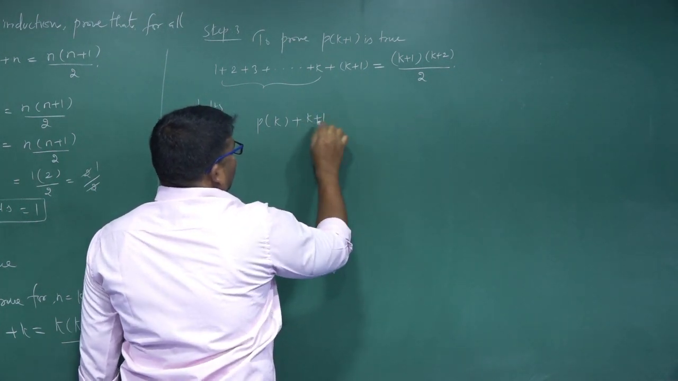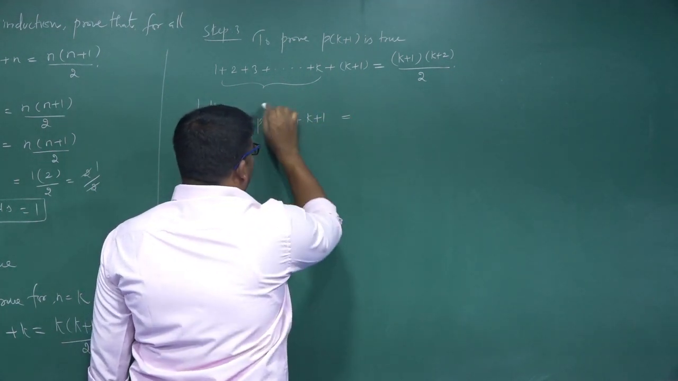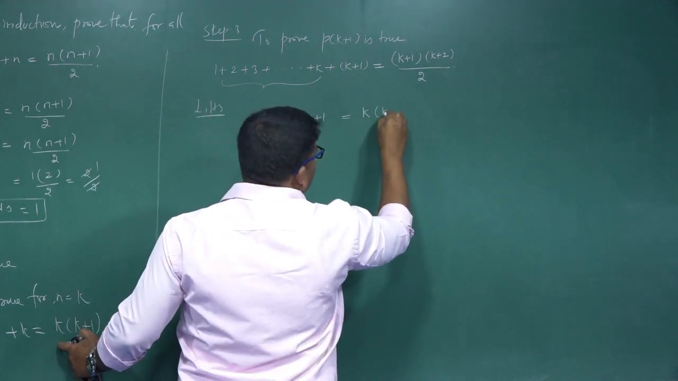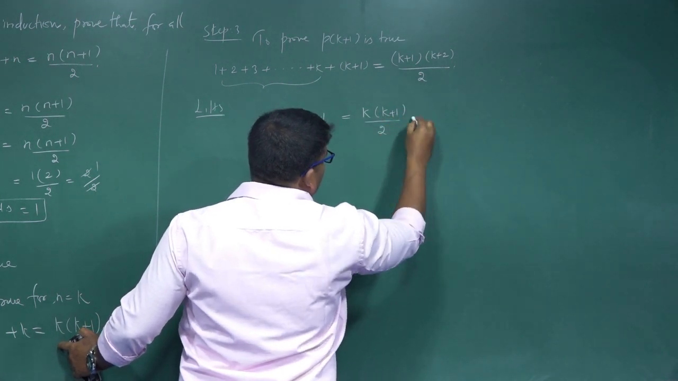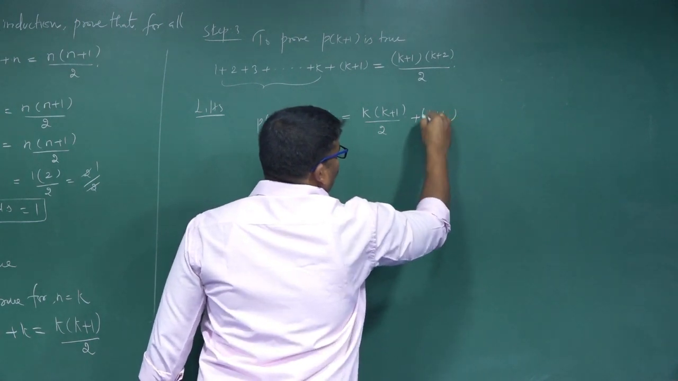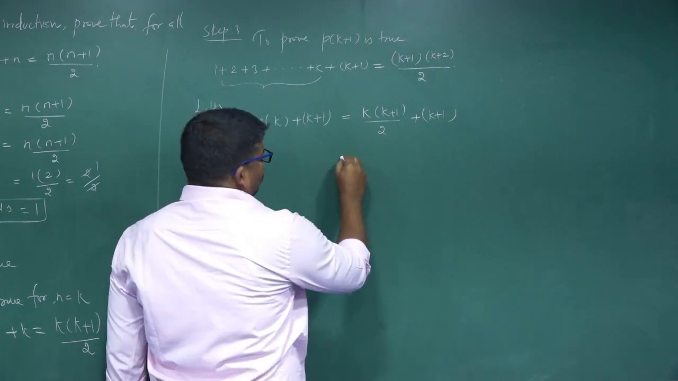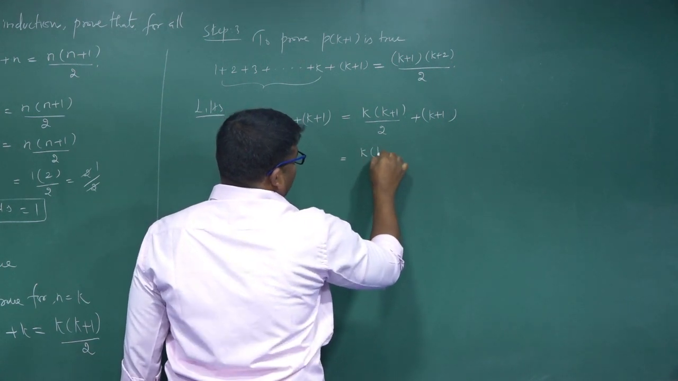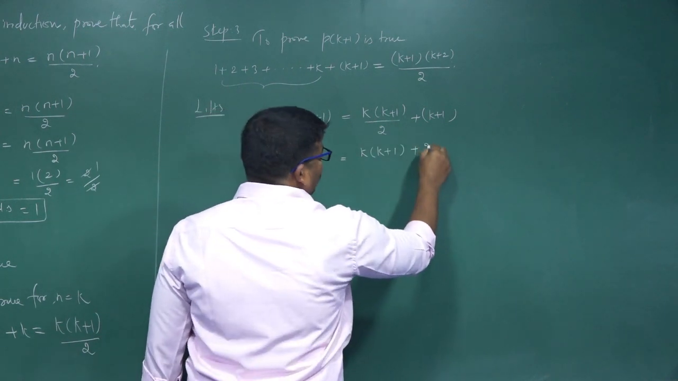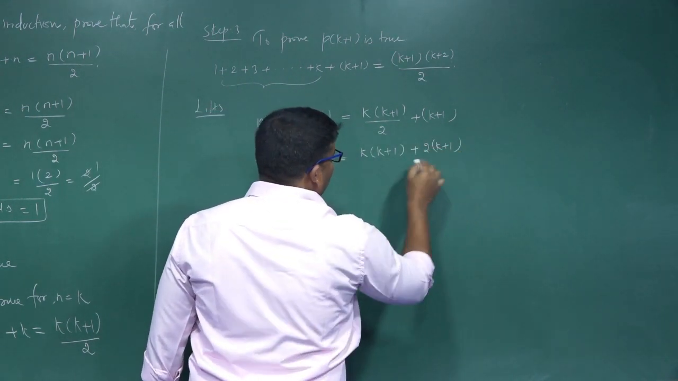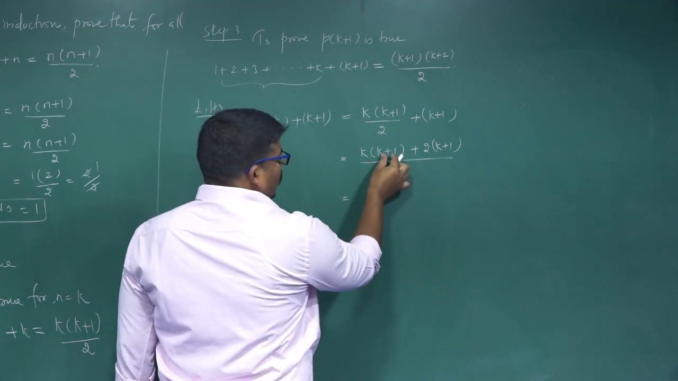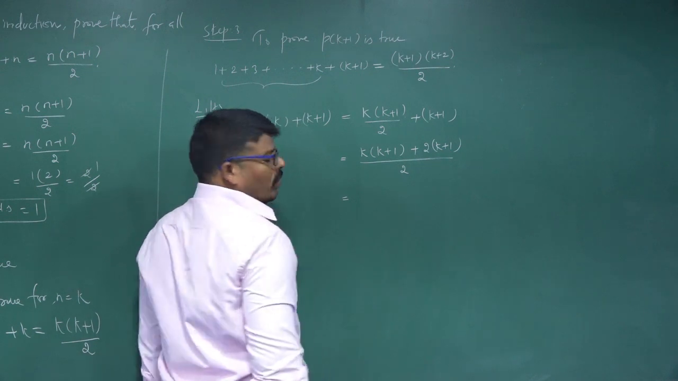P of k plus 1 equal to, already you know P of k value, P of k is this one, k into k plus 1 by 2, plus k plus 1. Take LCM and cross multiply: k into k plus 1 plus 2 times of k plus 1, by 2. That is equal to k into k plus 1 plus 2 times of k plus 1.